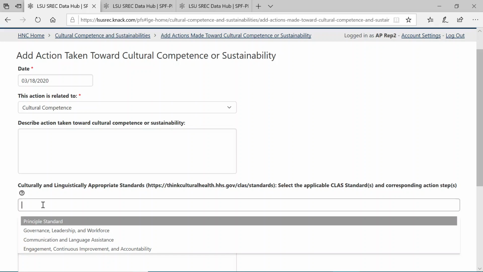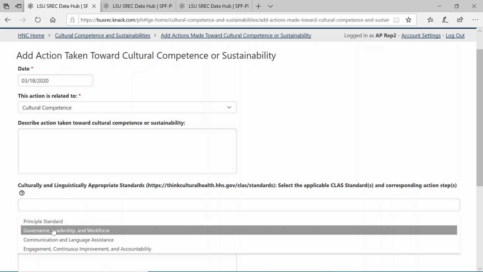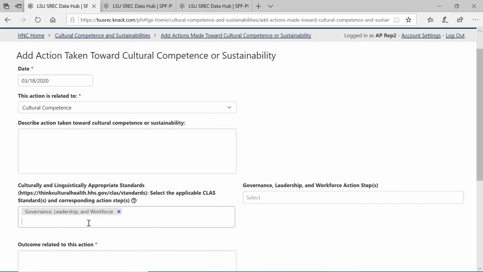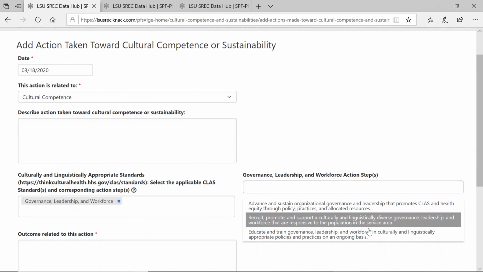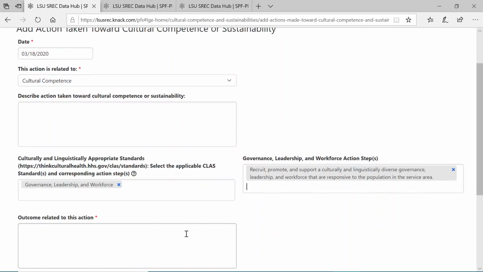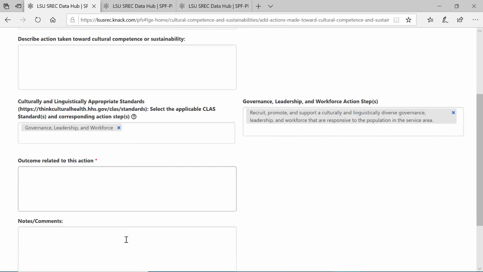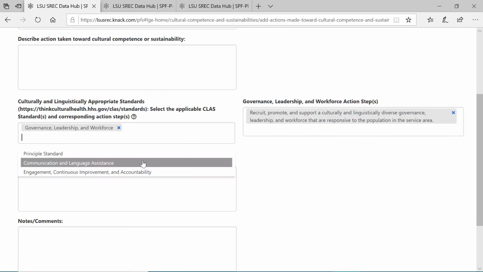So we're going to pick our standard first. We're going to choose governance, leadership, and workforce. And the steps for those are going to appear to your right. So we're going to say that it was recruit, promote, and support a culturally and linguistically diverse leadership. We can describe your action here, give a little bit more detail, and what was the outcome related to this action. And you'll see you can choose more than one.